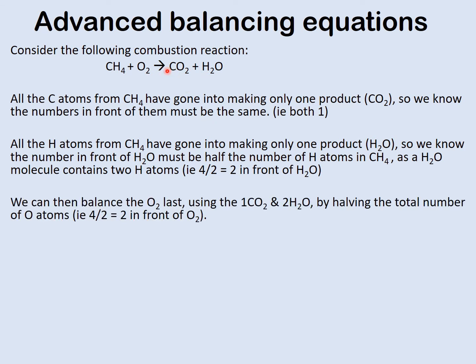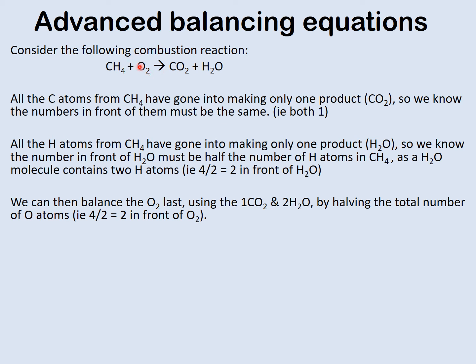Right, now the reason that we're going to do that is because oxygen appears in 3 different places. So therefore we'll do the oxygen last. So if we've got a 1 in front of the carbon dioxide from the first point, second point, we've got 2 in front of the water. That means that I now have a total of 2, 3, 4 oxygen atoms on the right hand side. Now obviously I'm going to need a total of 4 on the left hand side.